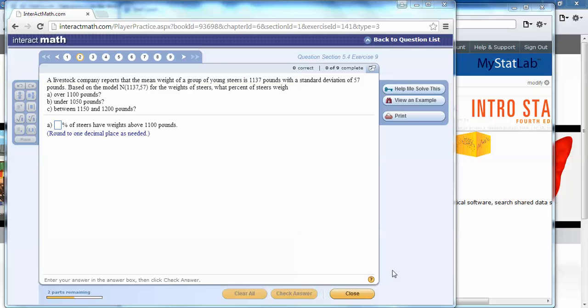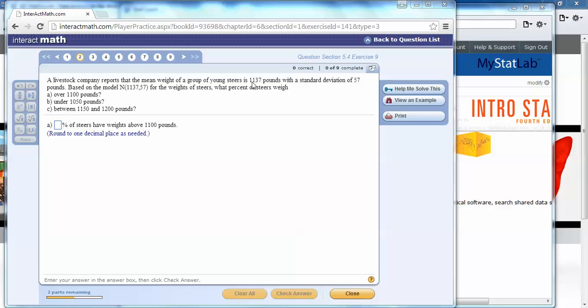I've had some questions about how to solve some of the problems in the homework from Chapter 5, so I thought I'd make a short video. This is covered in the handout for Chapter 5, and we also went over examples in the weekly chat. This problem here is similar to one that you're seeing in your homework, and it's telling about a livestock company.